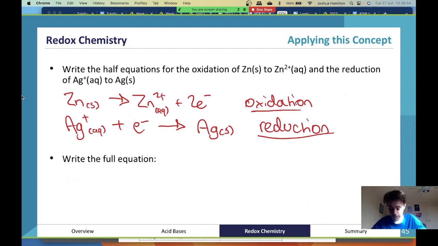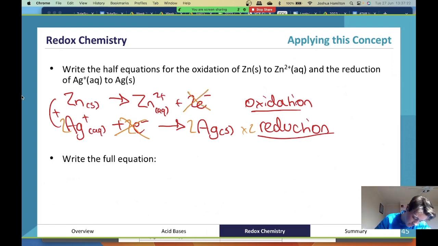write the full equation. So how am I going to go about this? What is going to be involved in writing my full equation? Well, I need to add these two together. By adding them together, I need to eliminate my electrons. What's really important here is that this is 1 and that is 2. So I'm going to need to double this equation, so it's going to need to be 2, 2, 2, and 2. In doing that, that goes and that goes. They balance each other out.